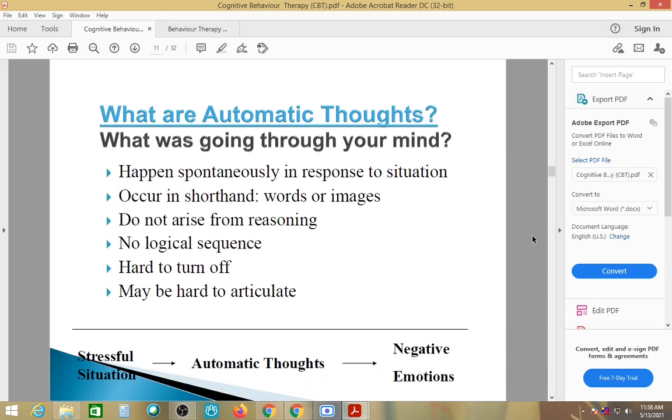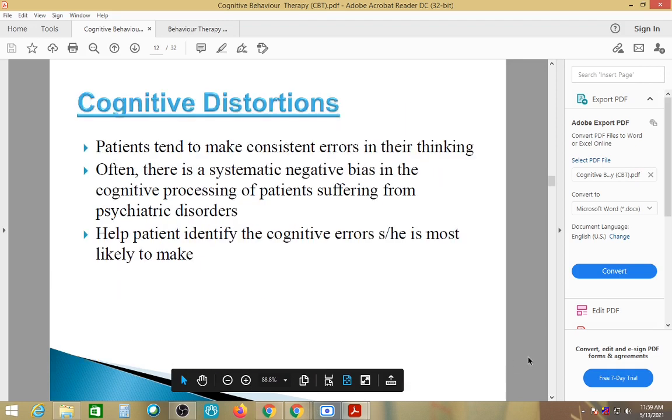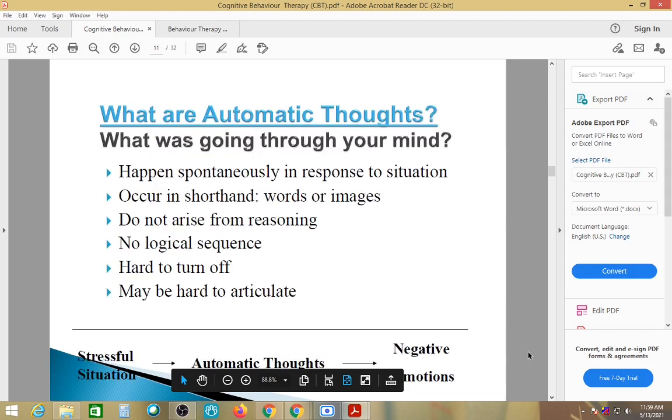So what are automatic thoughts? What was going through your mind? It happens spontaneously in response to a situation. See, a stressful situation: oh, I'll just end it. In a stressful situation, we all have our automatic thoughts, and then we have our negative emotions.